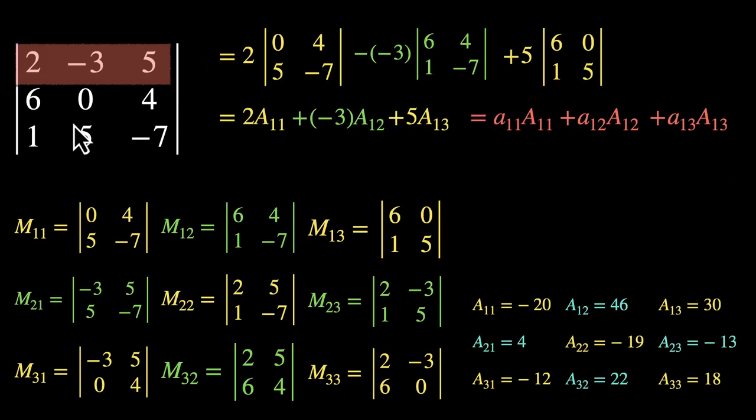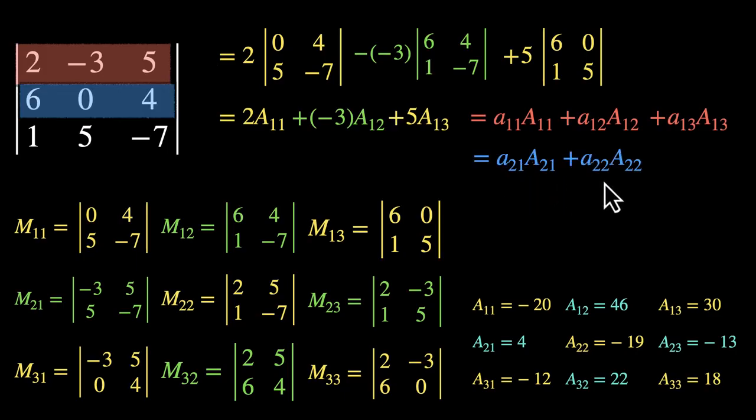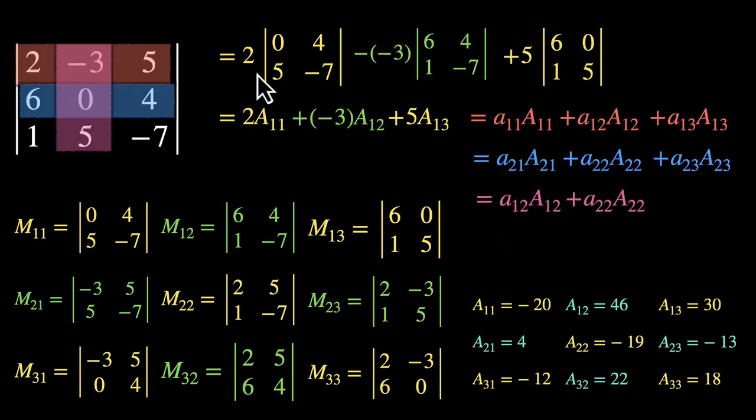We can also expand this using the second row. Then we'll have a21 A21, plus a22 A22, plus a23 A23. All the elements of the second row multiplied by their corresponding cofactors. We add them and we get the determinant. We can even do this column wise. We can take this second column. We'll get a12 A12, plus a22 A22, plus a32 A32. Again, all the elements of this column multiplied by their corresponding cofactors. We add them, we get the determinant.